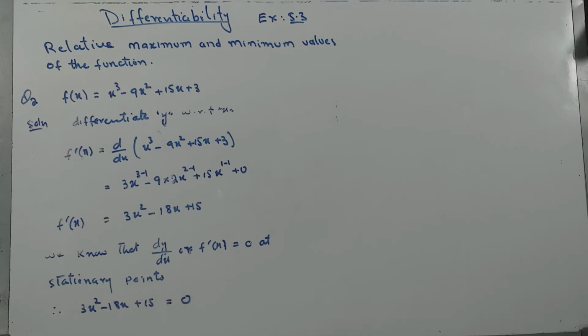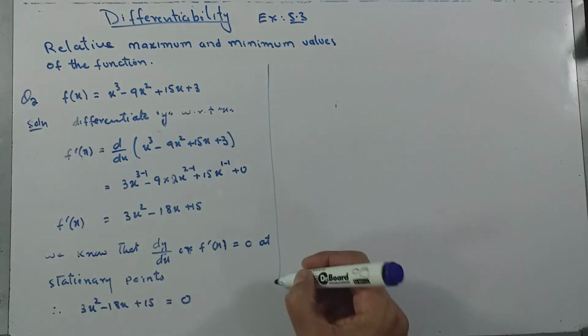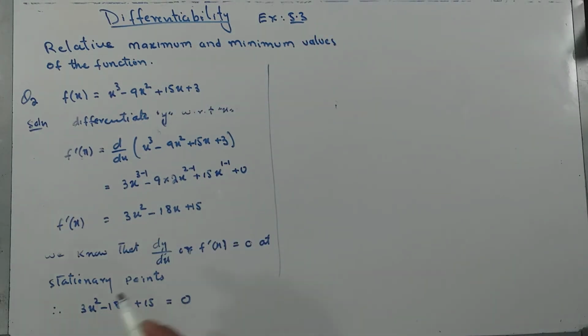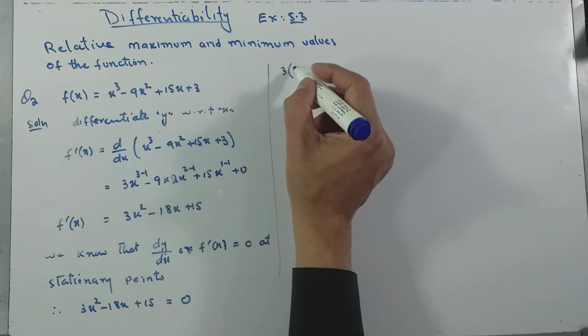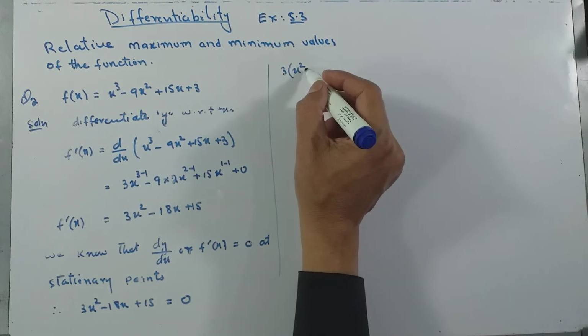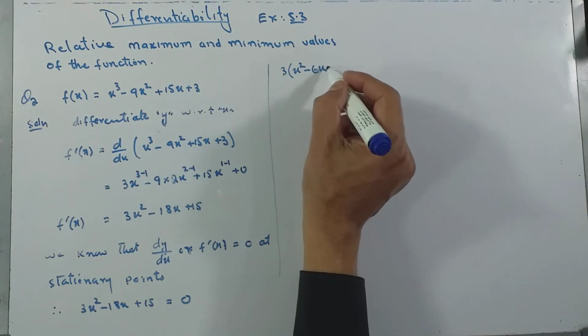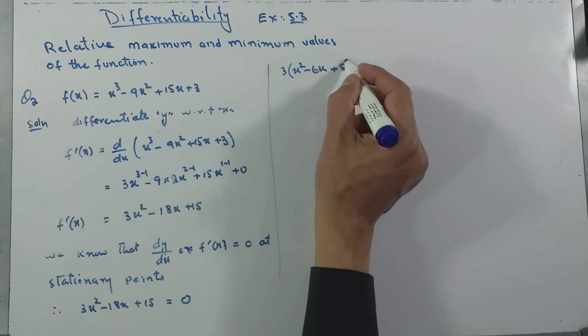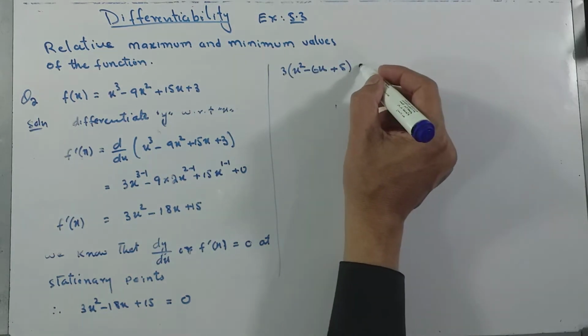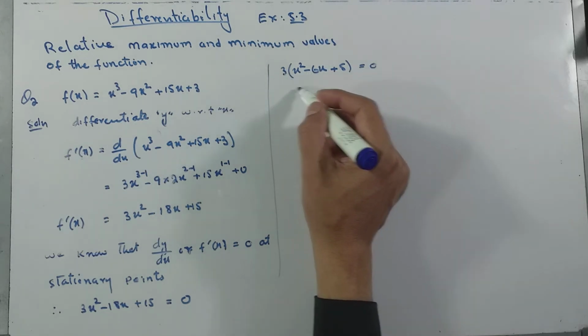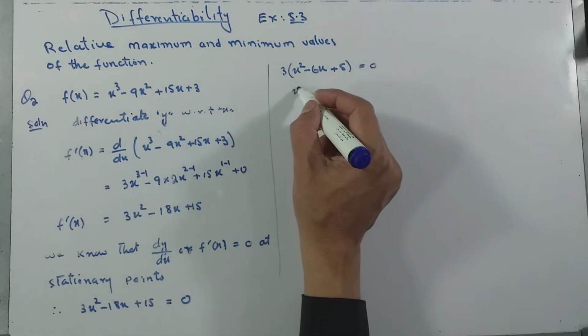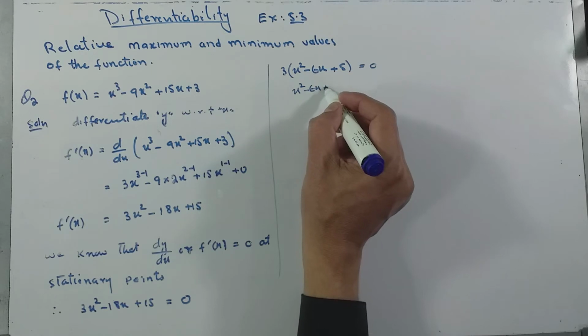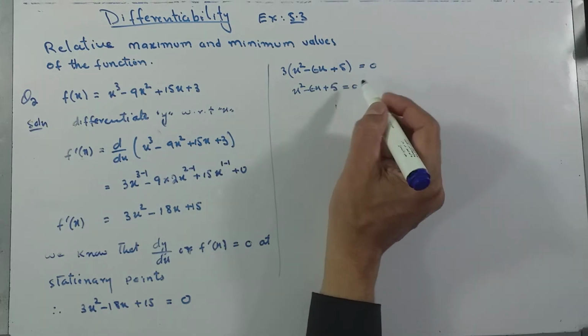Now we are going to find out the value of x at the stationary points, at the maximum or minimum points. Now we will factorize this one. So 3 is common here. So you get x square minus 6x plus 5, since 3 times 6 is 18 and 3 times 5 is 15. You got 3 common, equal to 0. Now this 3 will be shifted here and this will become equal to 0. Therefore, x square minus 6x plus 5 equal to 0.